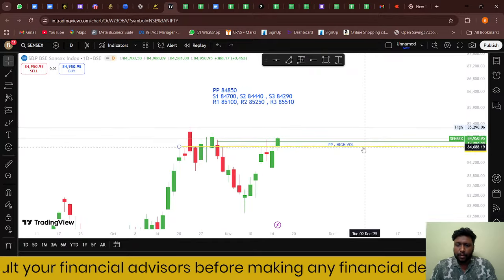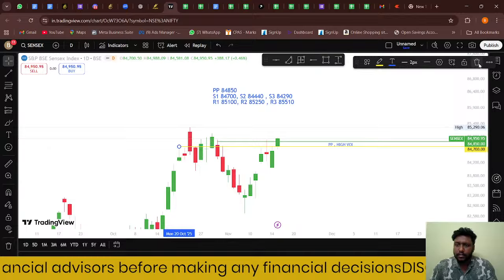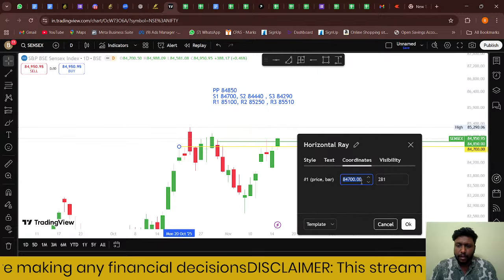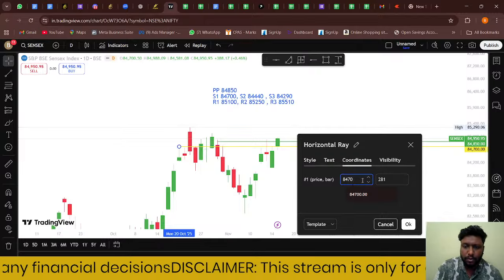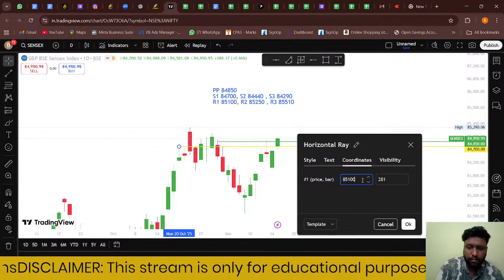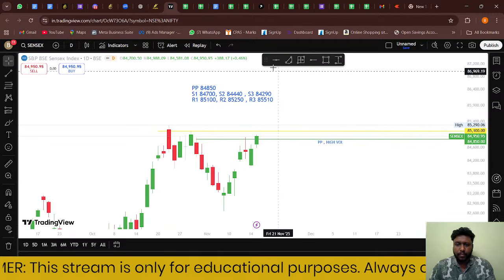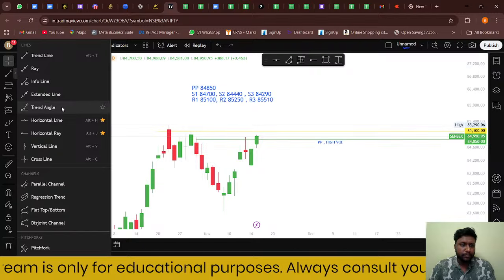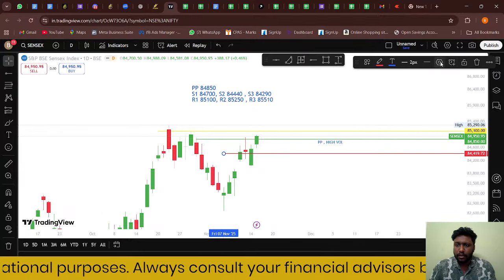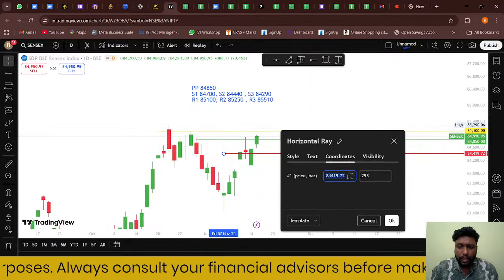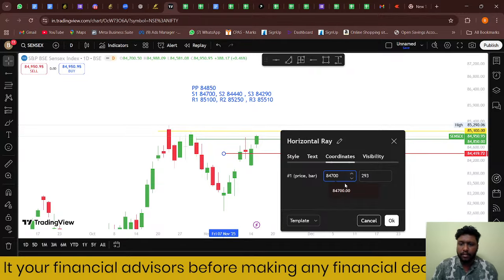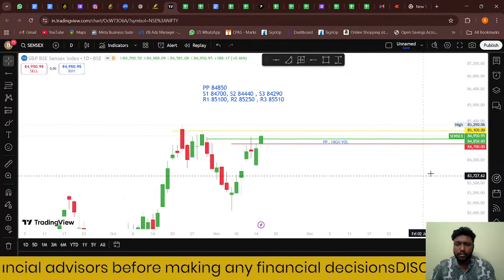So clearly, the market is still trading above the pivot line. So R1 will be at 85,100. We'll mark the first support also. We can change the color to red. Okay, so 84,700 is our support one. So we'll mark that as well. So these are the levels.